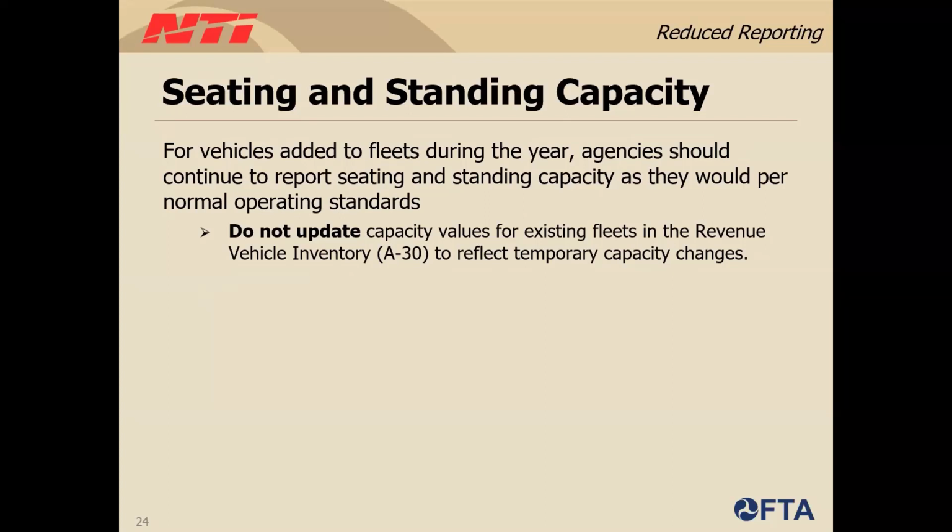Finally, on the A30 form, you report seating and standing capacity for your vehicles. The purpose of the form is to reflect the characteristics of the asset, not any temporary policies. So if you made a policy of reducing the capacity of the vehicle during the pandemic, do not make any changes to the A30 form.